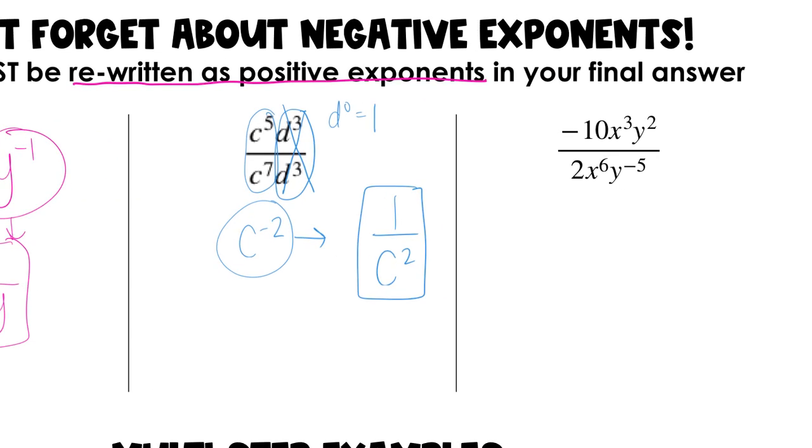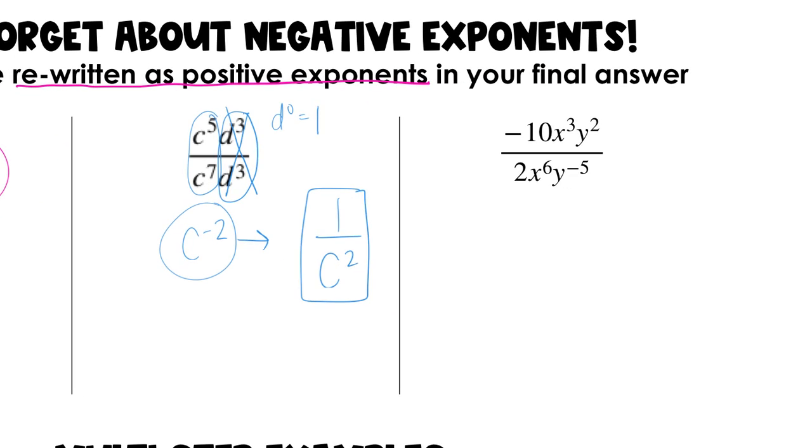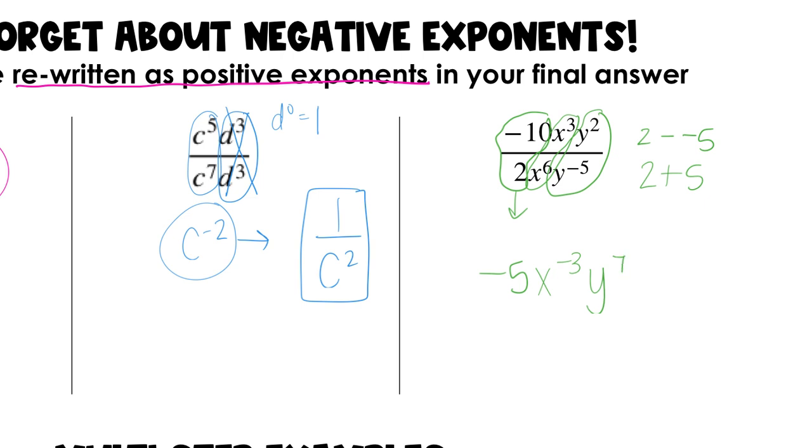Okay, and then the final example over here, now we have some coefficients. So we're going to divide those, right? -10 divided by 2, that's -5. And then we're going to subtract. So for the x's, we have 3 minus 6. That's -3. And then we have, be careful with this one, 2 minus -5. So be very careful with that. 2 minus -5, that's going to turn into addition, right? This is like 2 plus 5. So that's 7. So the y would be to the 7th power.